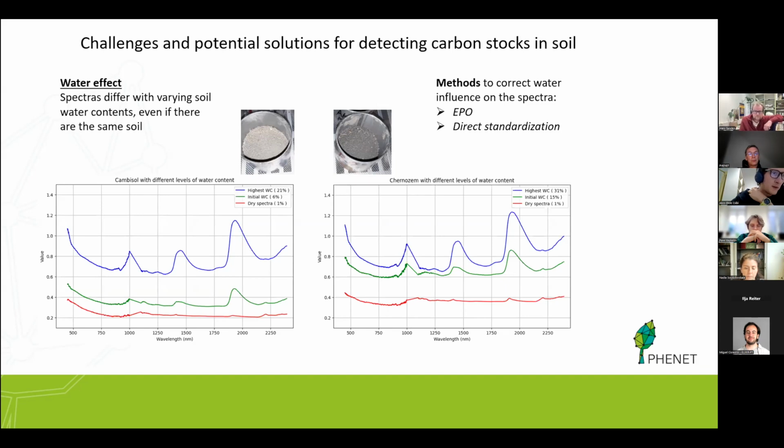Now, this is a simple case where you have two very different soil types with different color, but there are other cases when our database is composed of hundreds or thousands of spectra representing only one field with only one soil type. Luckily, we have machine learning now to look at them. We are also trying to apply commonly used spectral correction methods called EPO, or external parameter orthogonalization, or direct standardization to deal with the water content changes.